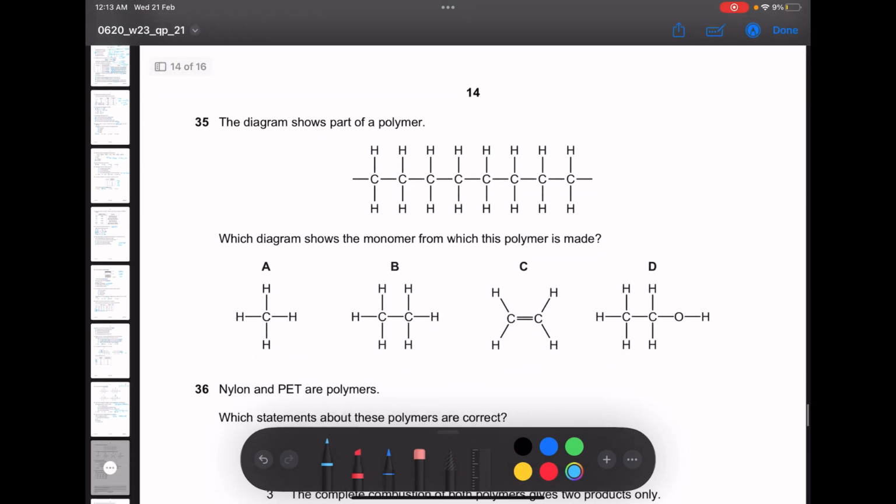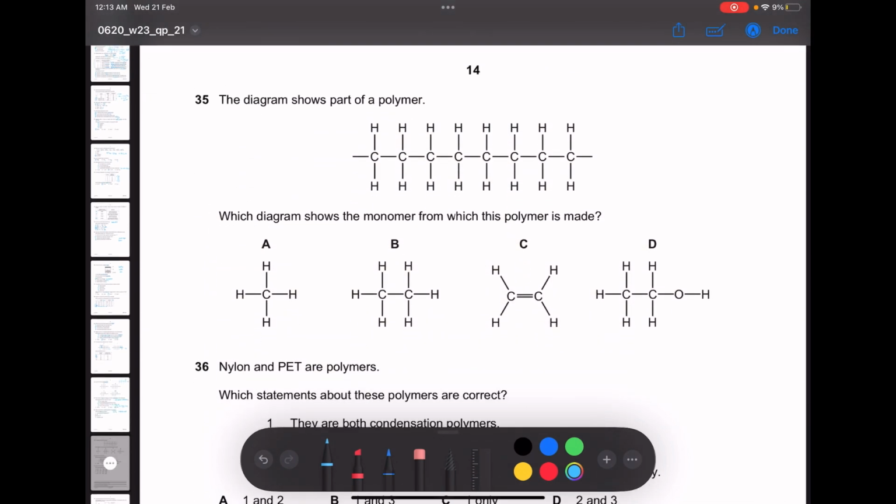35. The diagram shows part of a polymer. Which diagram shows the monomer from which this polymer is made? So there is no alcohol, so we can just exclude it. And from the structure, we can see that it is an addition polymer. For addition polymers, we know that the monomers are alkenes. Over here, the only alkene is this. We can also check it.